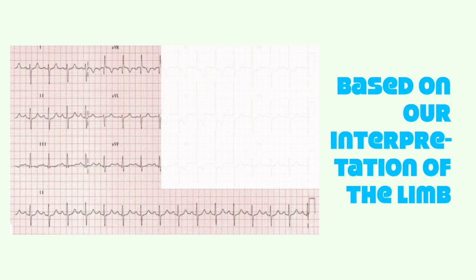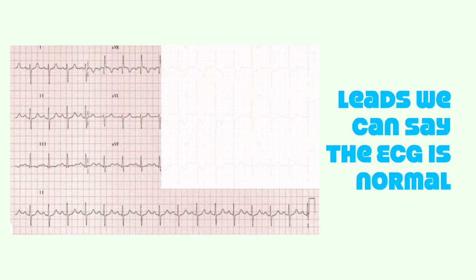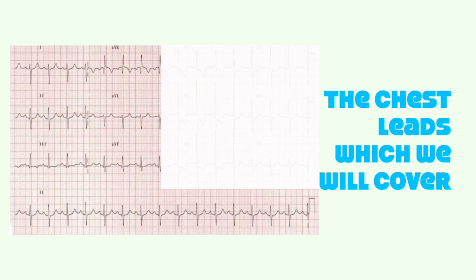Therefore, based on our interpretation of the limb leads, we can say the ECG is normal. There still might be some pathology in the chest leads, which we will cover later.